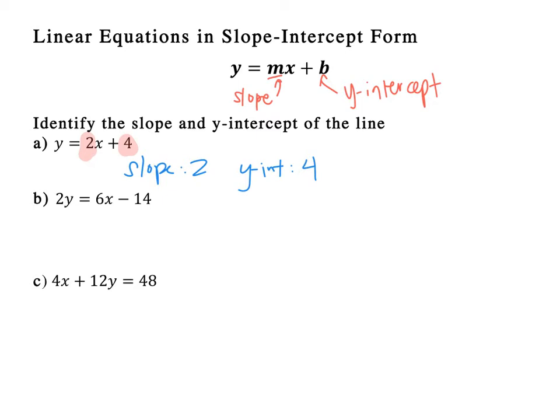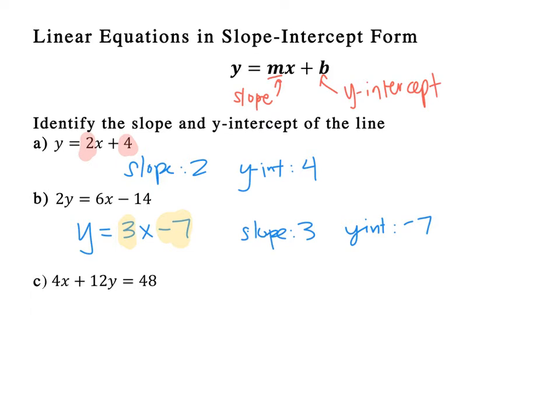Looking now at the second one, 2y is equal to 6x minus 14. You'll notice this is not in slope-intercept form. It's almost, but I have that coefficient of y. I want y to be by itself, so what I'm going to do is make y a function of x by isolating y. So all I have to do is divide everything by positive 2. That would give me y is equal to 3x minus 7. And then here I can very quickly again identify my slope and y-intercept. My slope is 3, and my y-intercept is going to be negative 7.